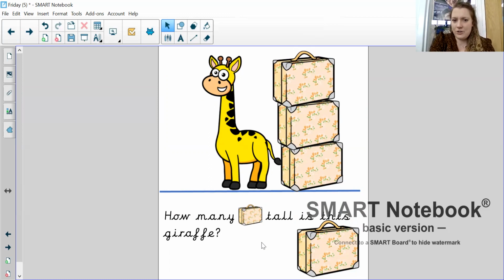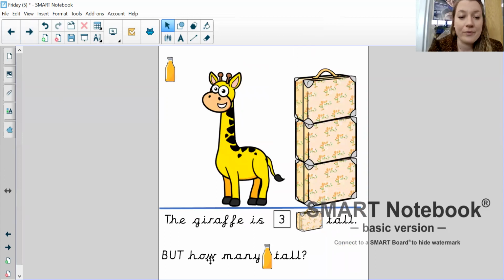What is the STEM sentence going to be? What is the answer to this question? How many suitcases tall is this giraffe? My turn. The giraffe is 3 suitcases tall. Well done.